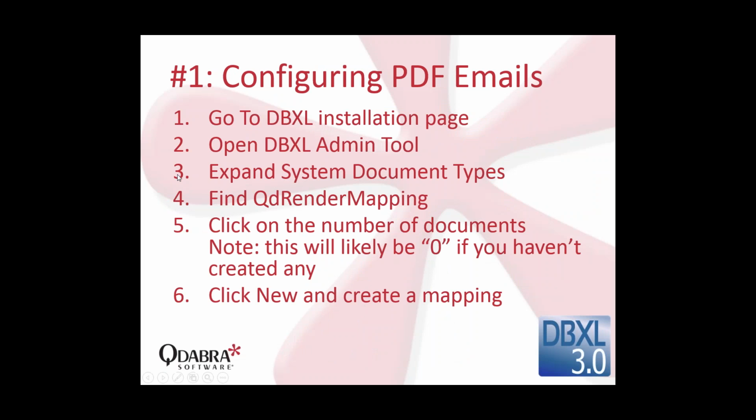The first step is to open up your DBXL installation page, find the admin tool. You'll click on system document types. You'll find the Qt render mapping. That document type is what controls the PDF mappings. And to open up the PDF mapping for your form, you'll either need to create a new one or open an existing one. So I'm going to switch to Rima, and she's going to show you what these pages look like. Rima? Yeah, I got it.